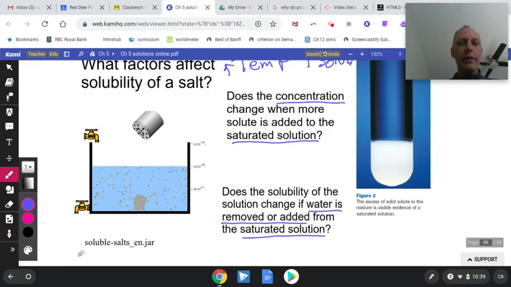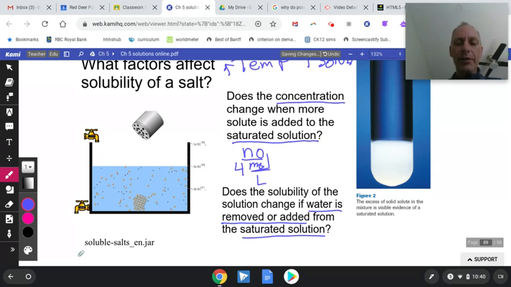Now back to here. Okay, so does concentration change when more solute is added? No. If we had 4 moles dissolved in a liter, adding more moles does not get 5 or 6 moles to dissolve in a liter. If it is saturated, it is full, no more moles dissolved per liter.